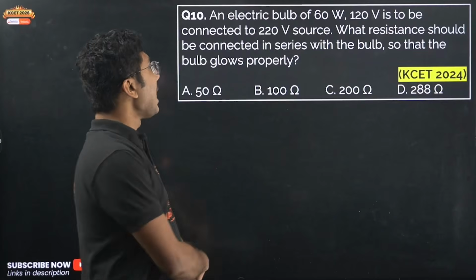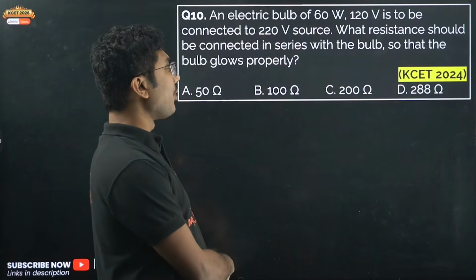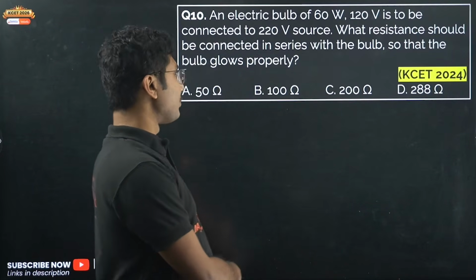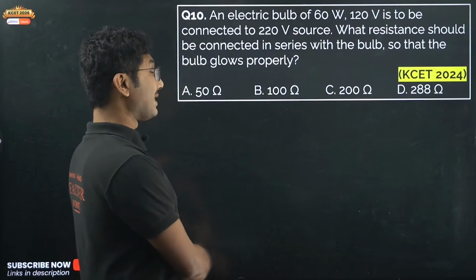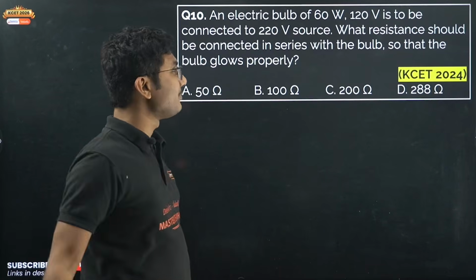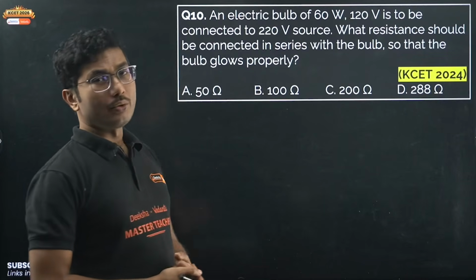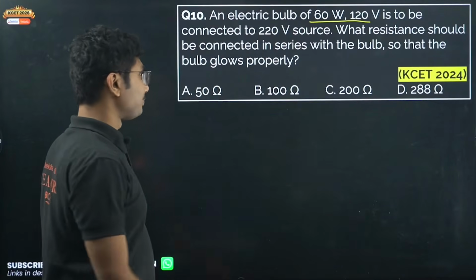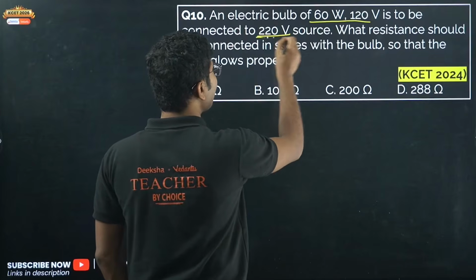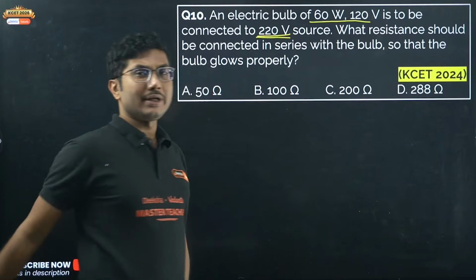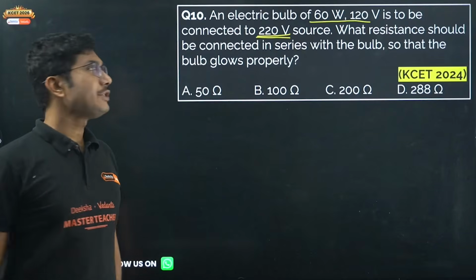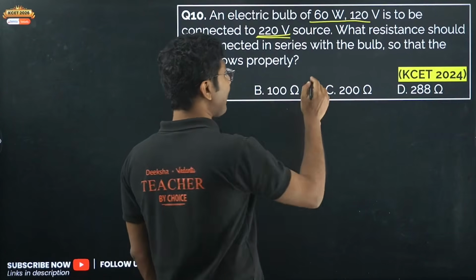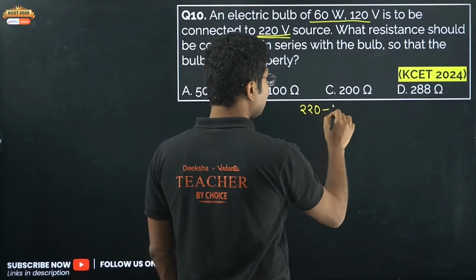Now next question, an electric bulb of 60 watt 120 volt is to be connected to a 220 volt source. What resistance should be connected in series with the bulb so that the bulb glows properly? So for that, bulb watt and voltage is given. The source voltage is 100 volt more than that of the given bulb. That means that whatever resistance you apply, that resistance will absorb this extra 220 minus 120 volt.